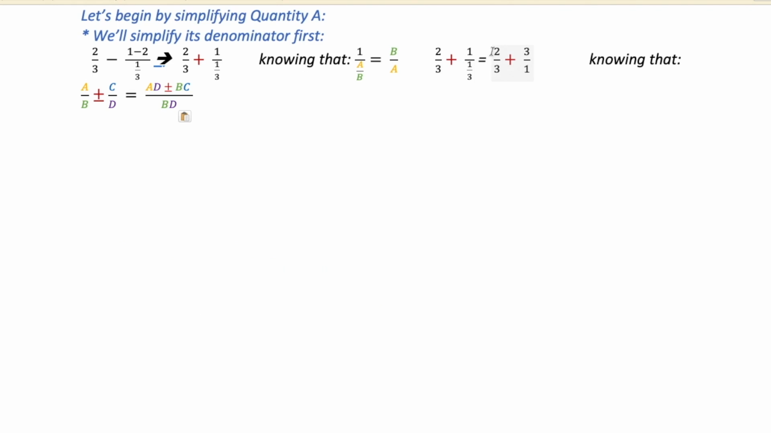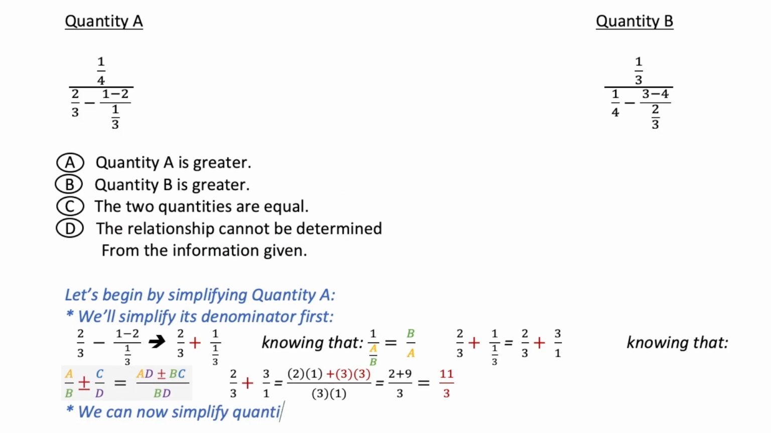At this point we could use the fraction addition formula in order to solve 2 over 3 plus 3 over 1. So we have 2 times 1 plus 3 times 3 over 3 times 1, which is 2 plus 9 over 3. Therefore, the denominator is 11 over 3. We can now simplify quantity A.